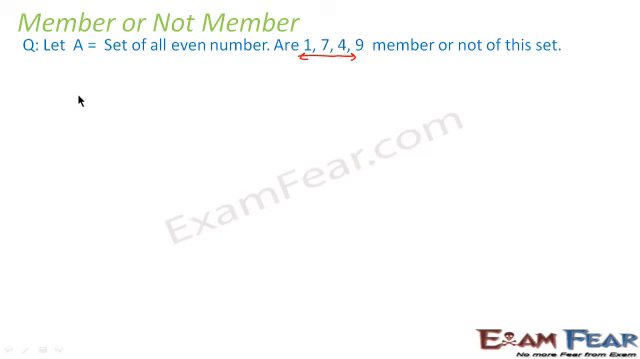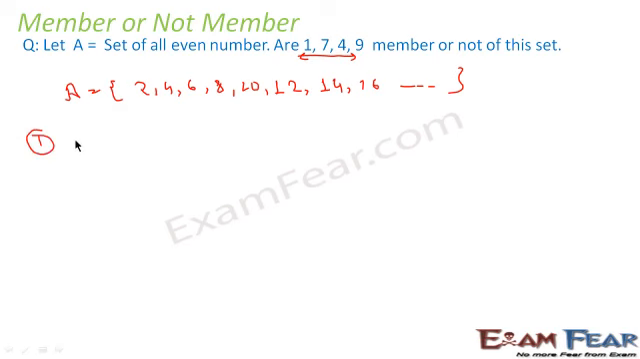So when we say A is the set of all even numbers, let me define A. A is nothing but 2, 4, 6, 8, 10, 12, 14, 16. It keeps going. This is A. Now when we talk about 1, we see that 1 is not there in this set. So we'll say 1 is not a member of this set. Similarly, 7 is also not a member of this set. 6 is there, 8 is there, 7 is not there. So we'll say 7 is also not a member of this set.